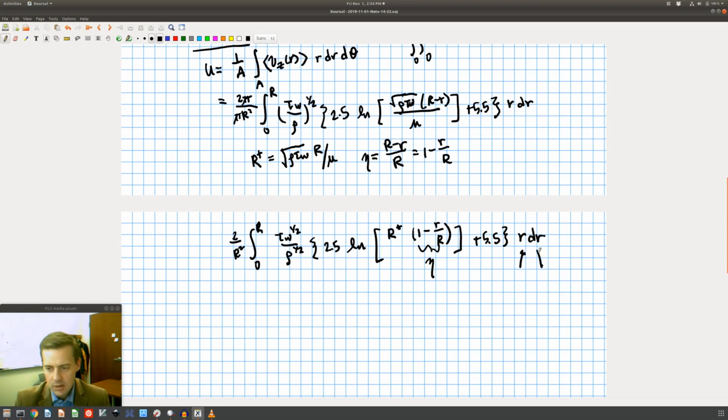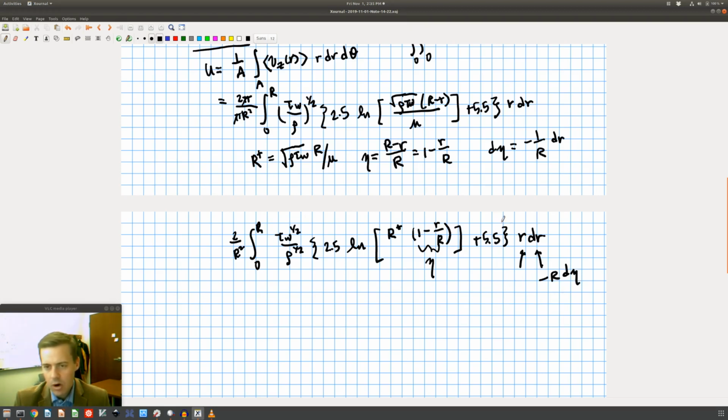So for this integral substitution, I can say, what is d eta? Well, d eta is going to be minus 1 over big R dr. So I can solve for dr, and so dr is going to be minus R d eta. Okay, that's not so bad.